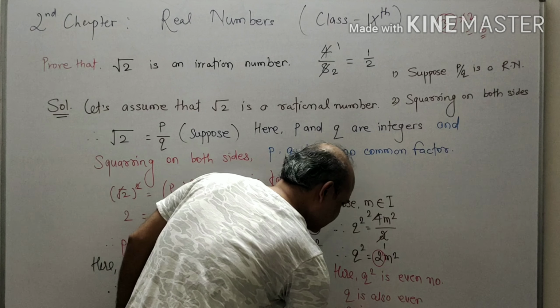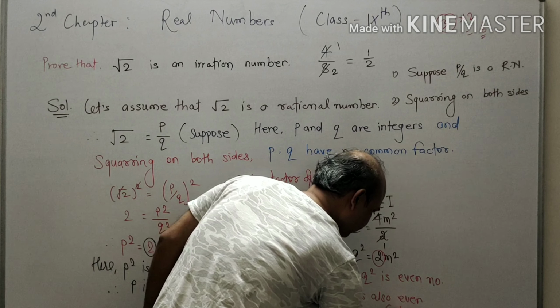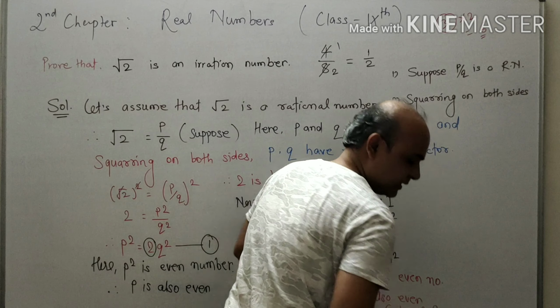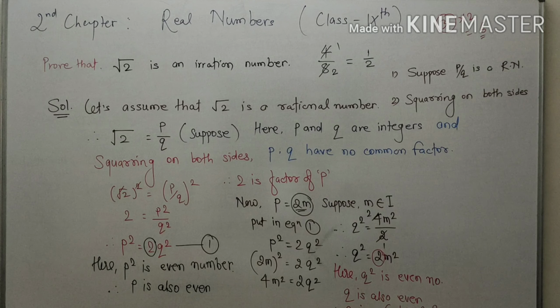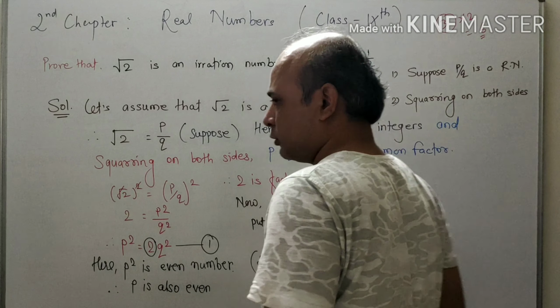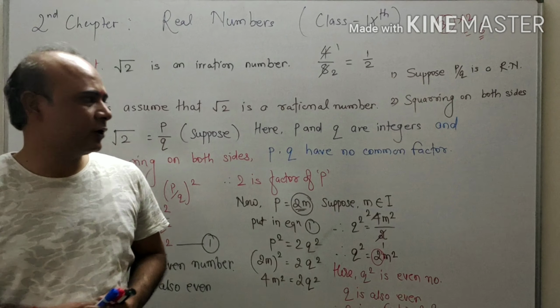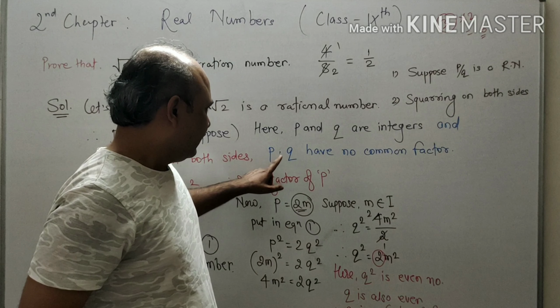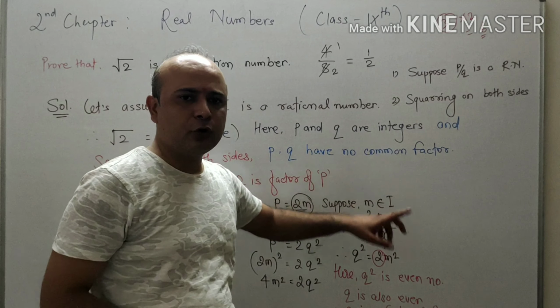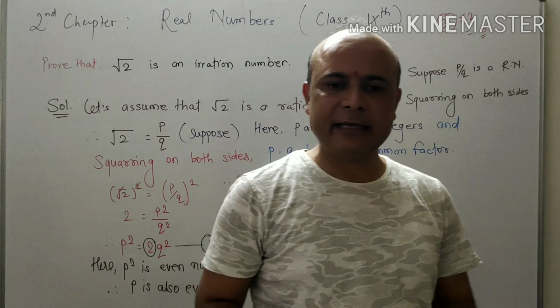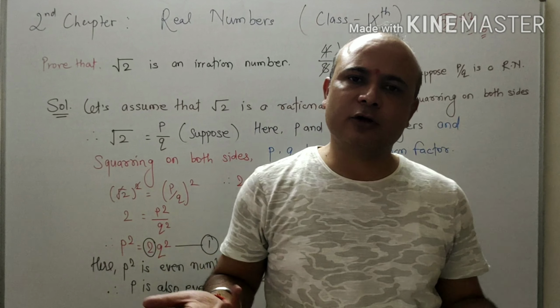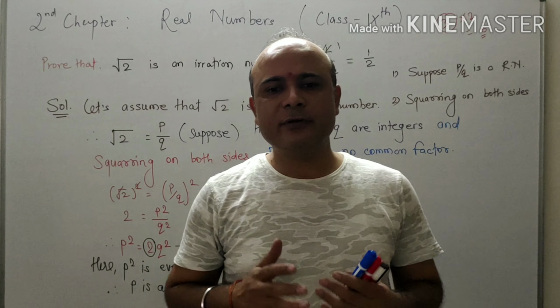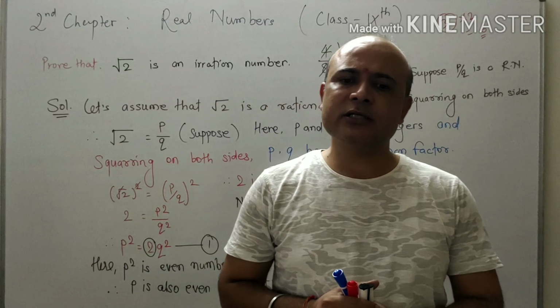Therefore 2 is a factor of q. Okay student, so here again 2 is a factor of q. And what is our assumption, student? Our assumption is p, q have no common factor, and here we are getting 2 is a common factor of p as well as 2 is a common factor of q. So we can say that our assumption was incorrect.